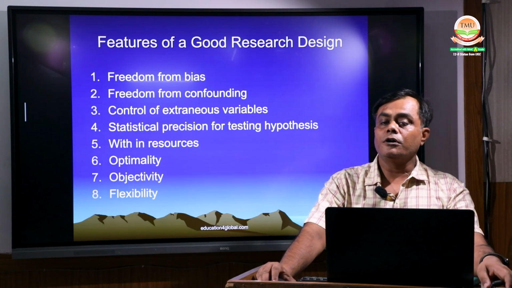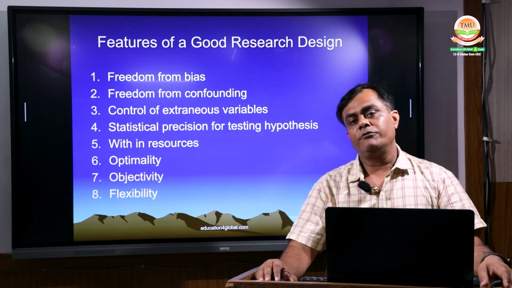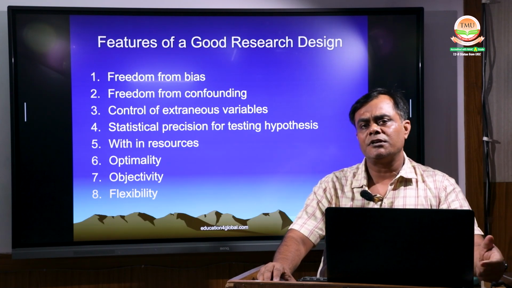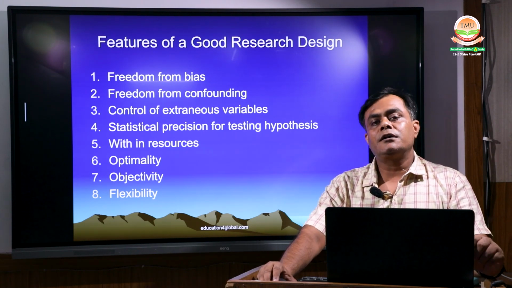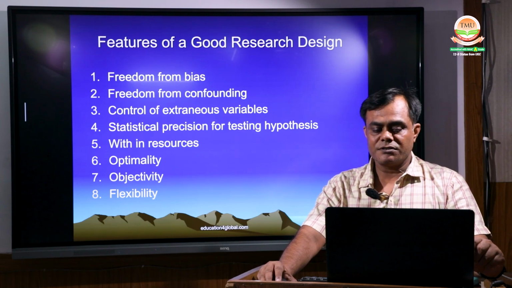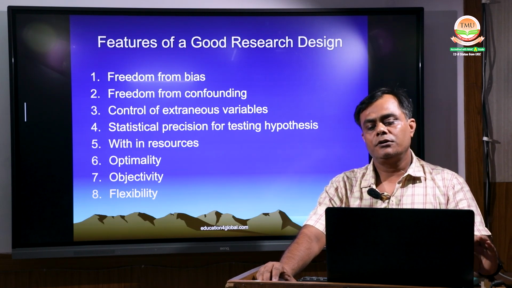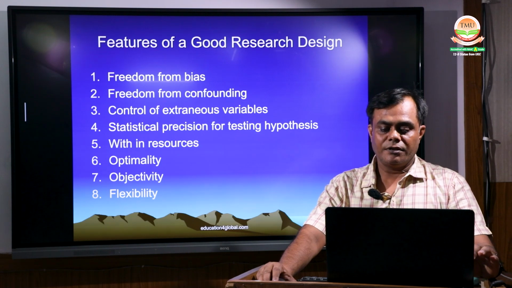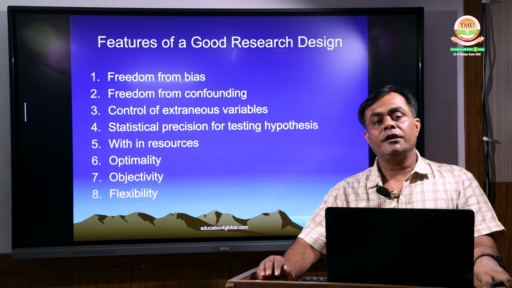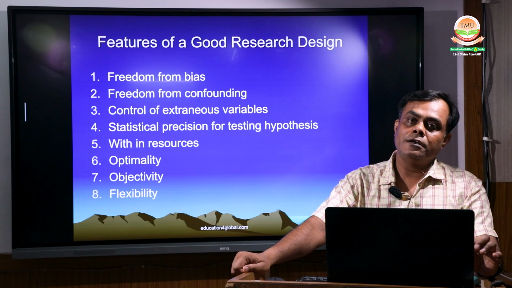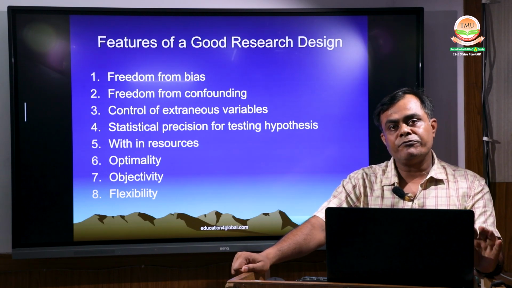There are some features, however, a good research design should have. The first feature of a good research design is freedom from biasness. Whatever the information, the input, the analysis, the interpretation, the finding and conclusion we gather through our research study, that should be free from biasness. A good research design should ensure that the method of data collection and analysis would not cause the data to vary in a systematic way. That is to say that the data should be free from systematic errors. So whatever errors come in the research activity, they are free from systematic error. There is no biasness in that design.